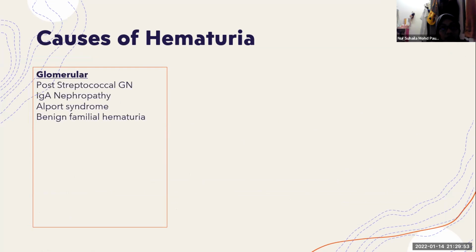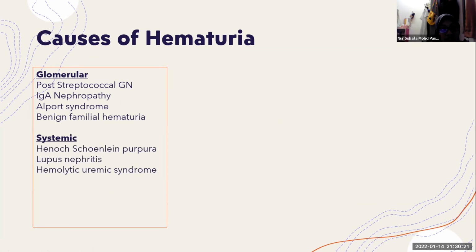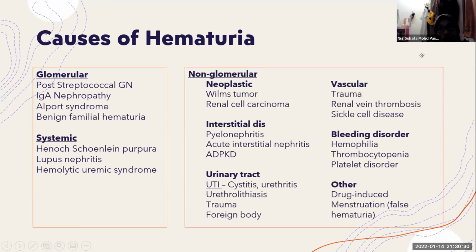Hematuria can be caused by two groups. First is glomerular hematuria due to glomerular causes. The most common cause is post-streptococcal glomerulonephritis, and next is IgA nephropathy. There are also hereditary causes of glomerular hematuria, such as Alport syndrome and benign familial hematuria. Bear in mind, hematuria also can be caused by systemic disease such as Henoch-Schönlein purpura, lupus nephritis, and hemolytic uremic syndrome. It also can be caused by non-glomerular hematuria. Non-glomerular means it's outside the glomerulus.